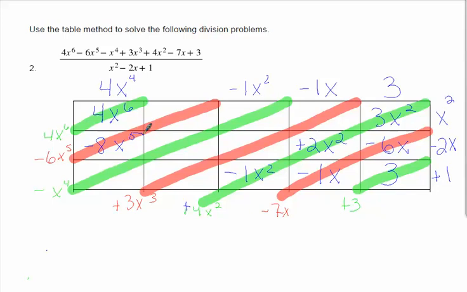Do you guys see that and agree with me? 4x to the fourth times negative 2x is negative 8x to the fifth. How much do I want this red to add up to?